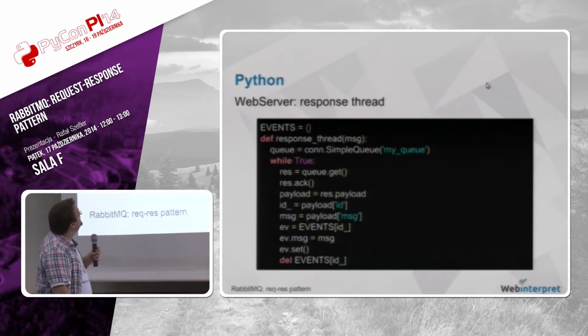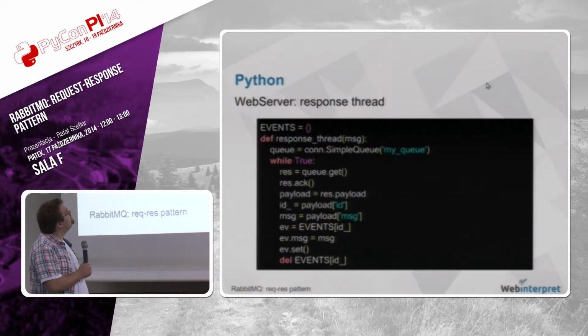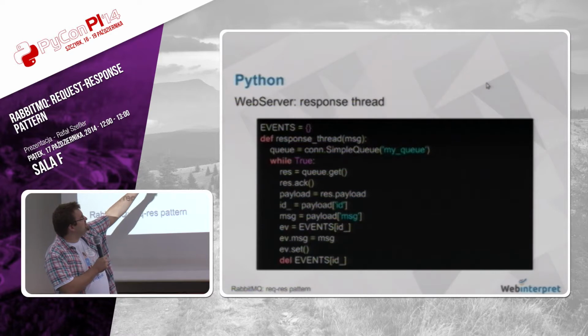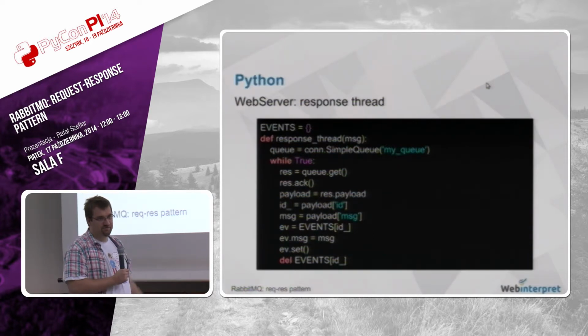And the response thread, again, quite simple. What we do here is we reuse the same events dictionary I've talked about before. Get a message from my queue. We acknowledge it, and then we match the response with the request inside, by this events dictionary. Once we find the event object, we just wake it and tell the other thread to continue the job.